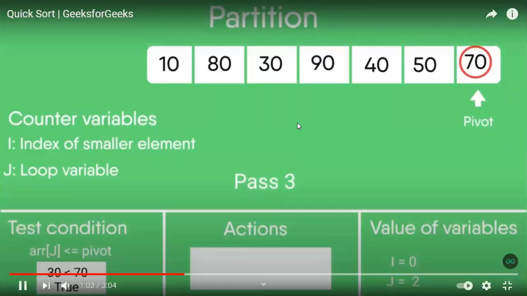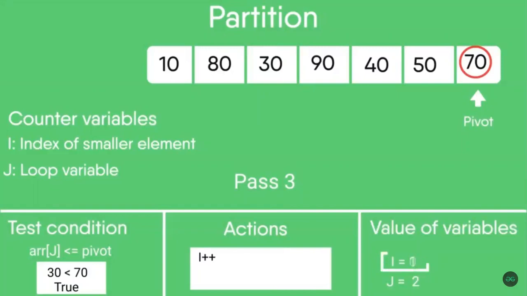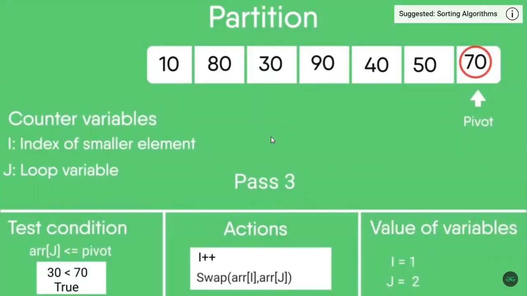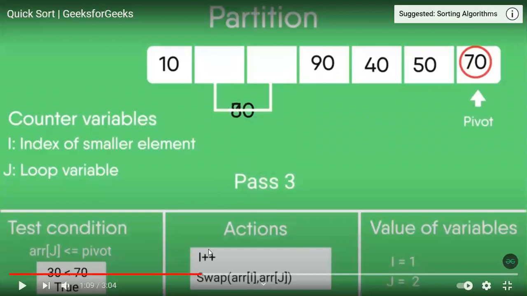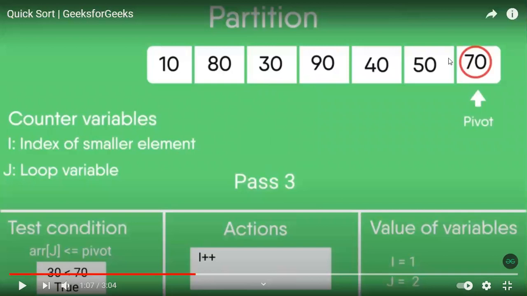In pass 3, I plus plus, I value equals 1. Then compare: 30 is less than 70, the pivot. J value is 30. 30 is less than 70, so swap 30 and 80. Clear? If the condition is true, increment the I value and swap the I value and j value. 30 and 80 are swapped.